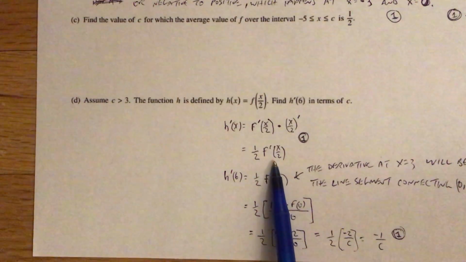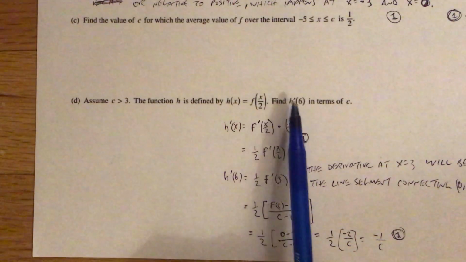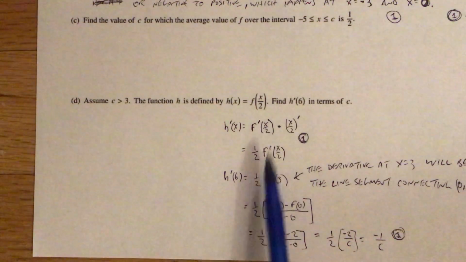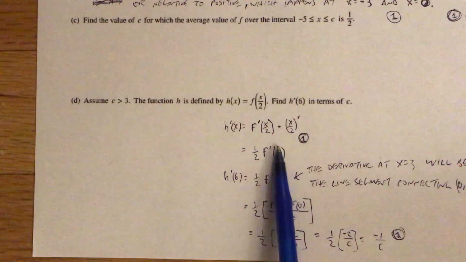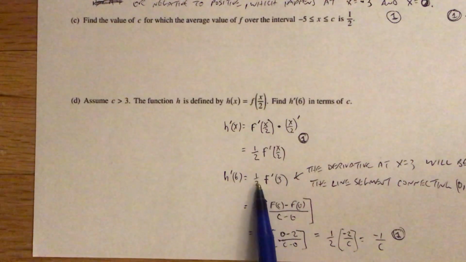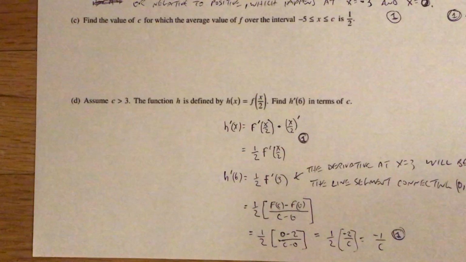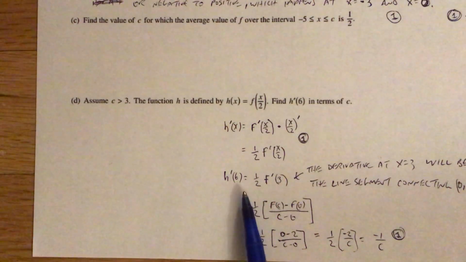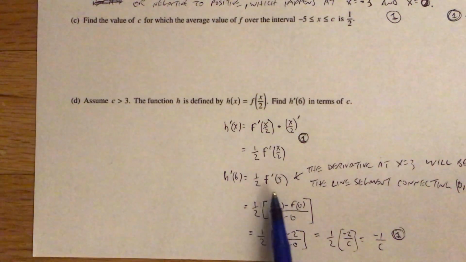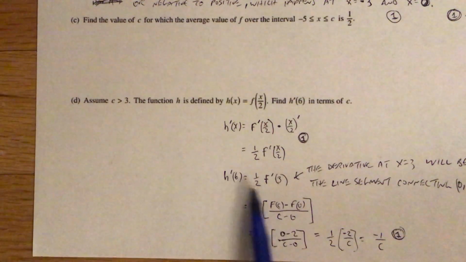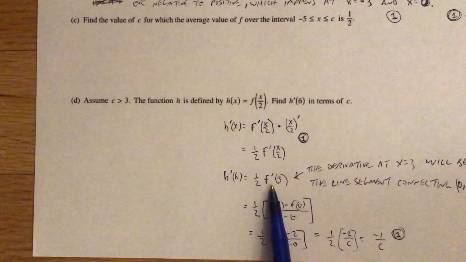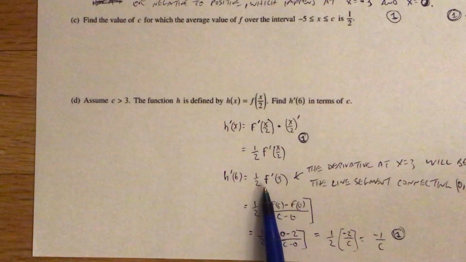So coming up next then is, well, if I know h prime of x, let me find h prime of 6. Well, h prime of 6 is literally just plugging 6 into this thing. If you put the 6 here, it tells you it's 1/2 f prime of 3. All right, so what then do I do with this? Because they want it in terms of c. So I have h prime of 6, but there's no c in it. So I have to think of how am I going to get c incorporated?